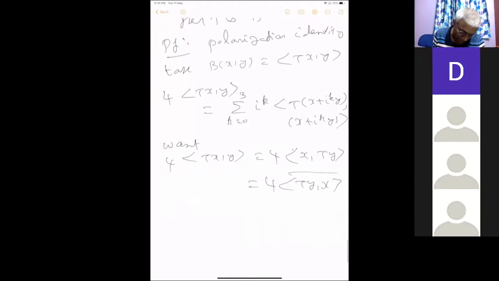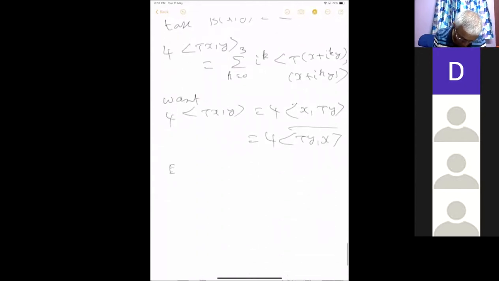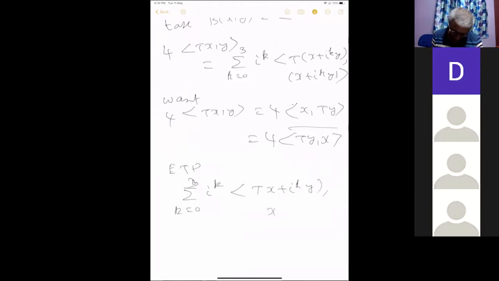But then we have assumed that <Tx, x> is real. So it's enough to prove, whatever that sum we have, k equal to 0 to 3, i power k <T(x plus i power k y), x plus i power k y>. What do I get? I just compute that. That is equal to, this is what the first line is, 4 times <Tx, y> is this.